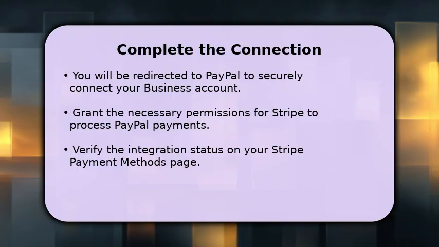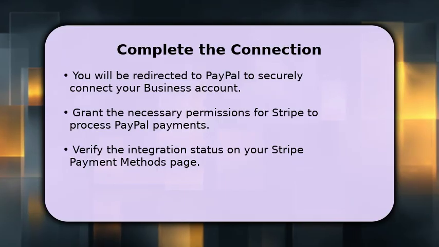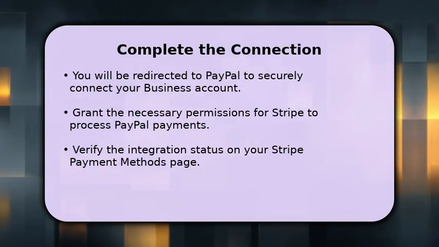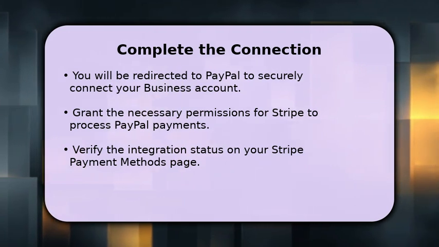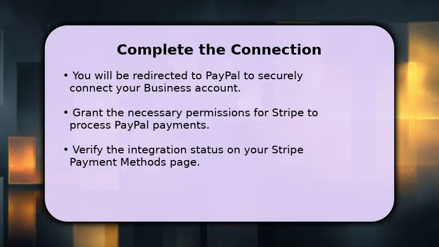After selecting your settlement preference, you'll be securely redirected to PayPal to log in and authorize the connection with Stripe. Review the permissions and confirm the link. Once completed, you'll return to your Stripe dashboard, where you can confirm that PayPal is now an active payment method.